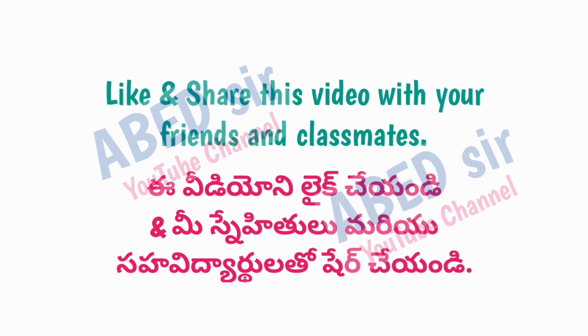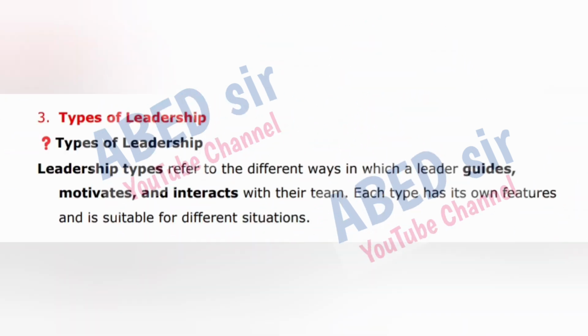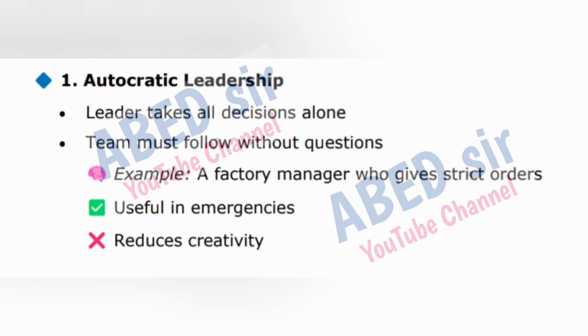Next important long question is 3. Types of leadership. Leadership types refer to the different ways in which a leader guides, motivates, and interacts with their team. Each type has its own features and is suitable for different situations. 1. Autocratic leadership. Leader takes all decisions alone. Team must follow without questions. Example, a factory manager who gives strict orders.